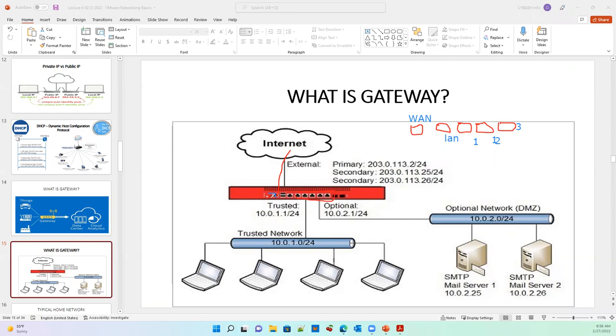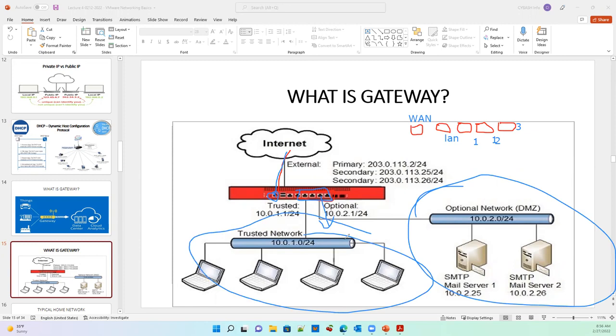So your one port is the WAN port, which is, oh no, not wireless. Wide area network. And the other four ports are connected for internal. So one is for public, one is for private. In private, you can have many networks, many subnetworks, whatever you have.